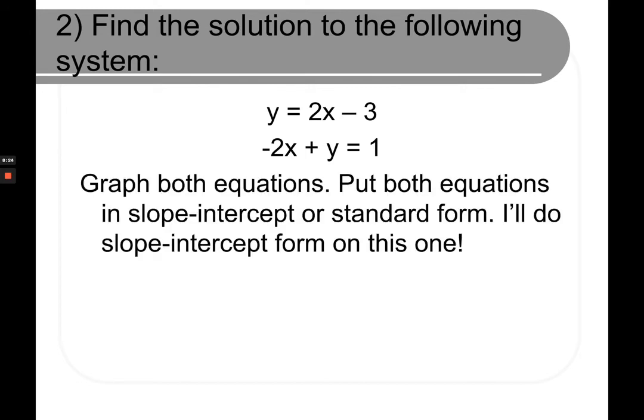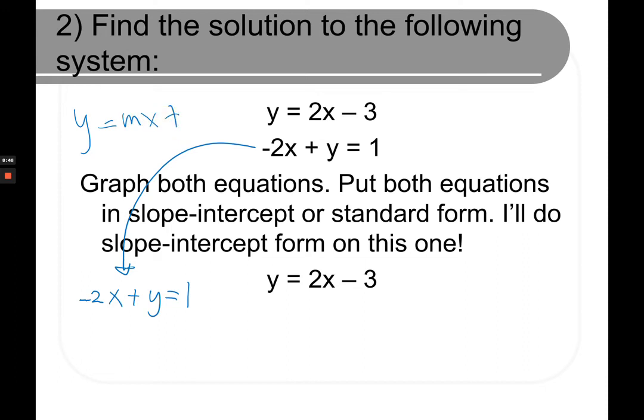Graph both equations, put both equations in slope-intercept or standard form. In this case, I'll show you the slope-intercept form. This is not in slope-intercept form. To show, you have a negative 2x plus y is equal to 1. The slope-intercept form is supposed to be y is equal to mx plus b, which is the form of the first one. The second one is actually the standard form, so we are going to make it into slope-intercept form.